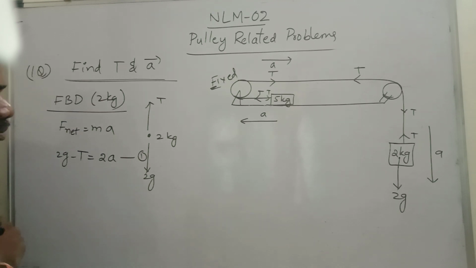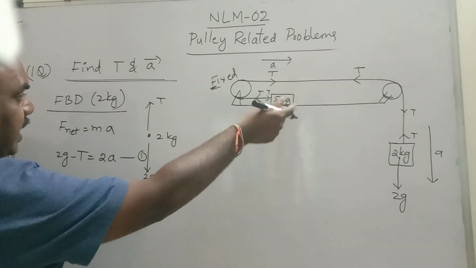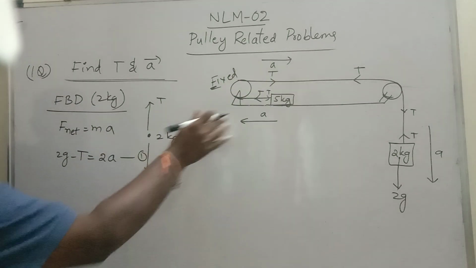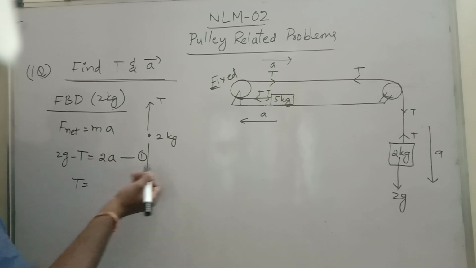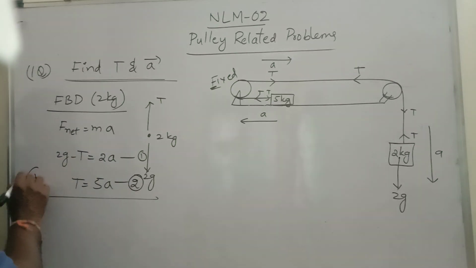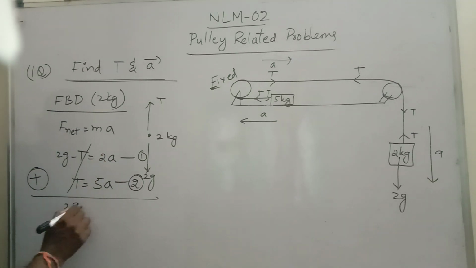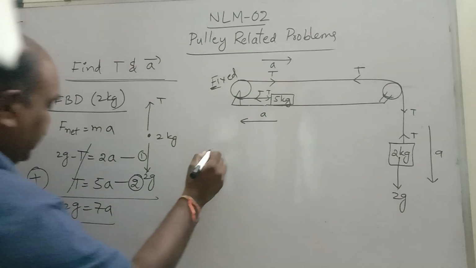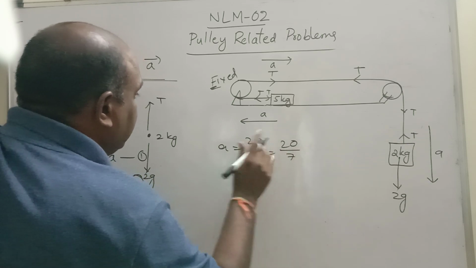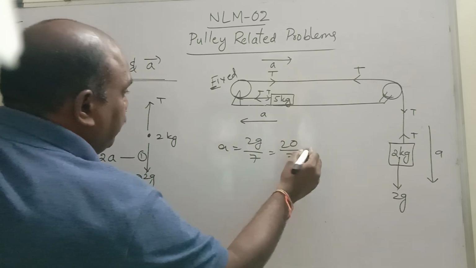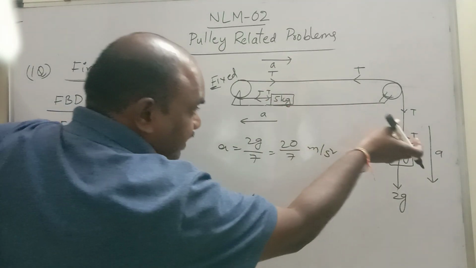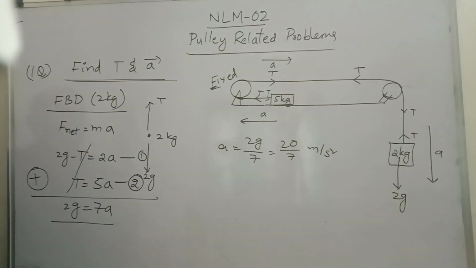For the 5 kg, it is on a smooth surface, so directly we can write T is equal to MA. There is no other force. MA is 5A. This is equation number 2. Solve these two by adding the two equations. T cancels. 2g is equal to 7A. A is equal to 2g by 7, or 20 by 7. Substituting g value 10, 2 tens are 20 by 7 meter per second square. I got the acceleration. That means this string is accelerating at 20 by 7 meter per second square.